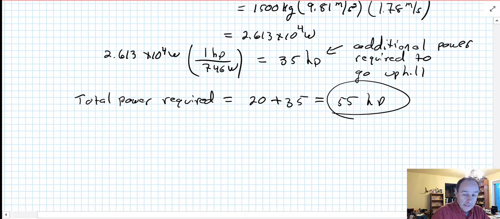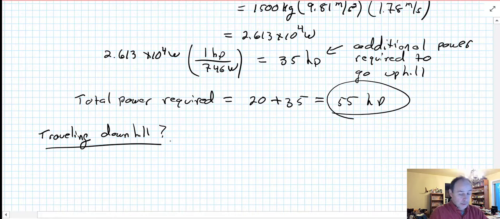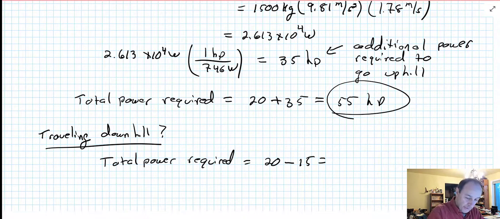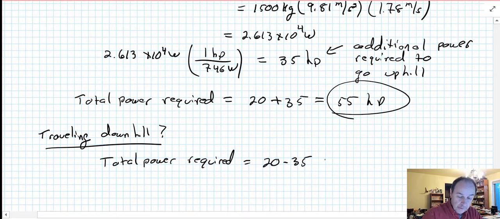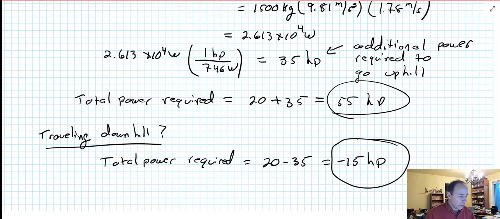The question also asks about traveling downhill. That's just the opposite. Total power required is 20 minus 35, equals negative 15 horsepower. So you're actually gaining energy from going downhill, as you would expect.